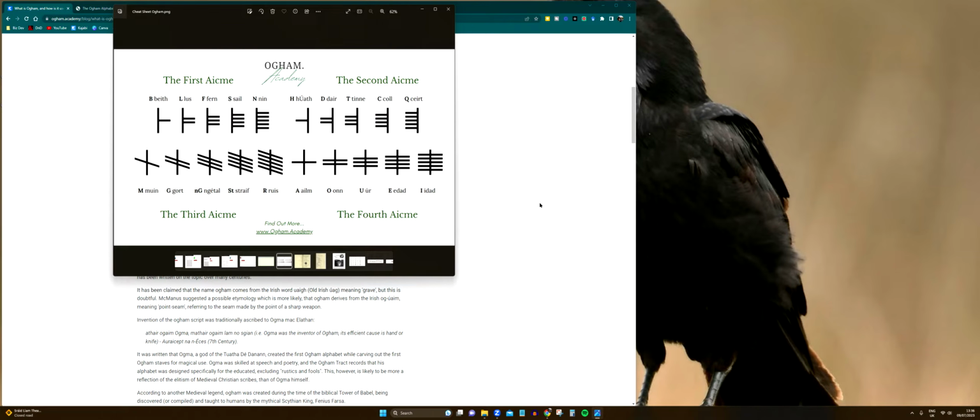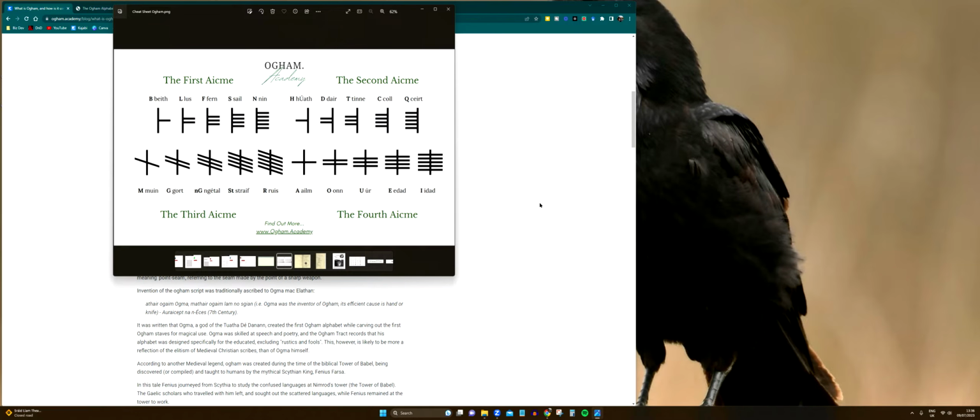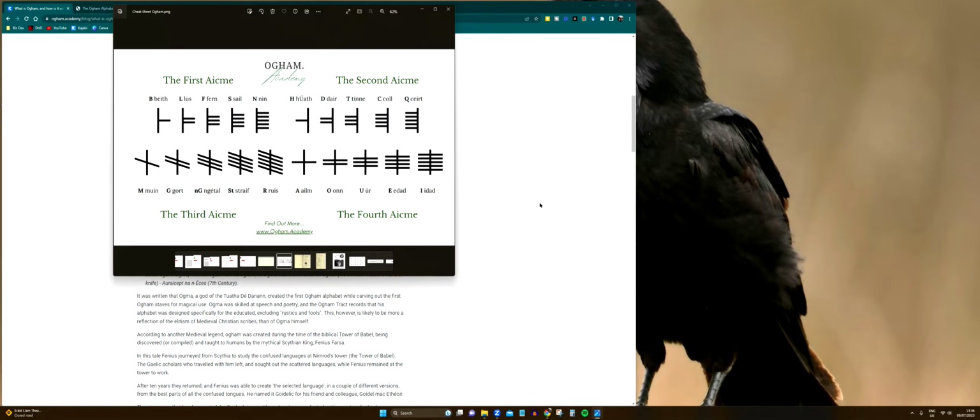Invention of the Ogham script was traditionally ascribed to Oma mac Elathan, and in the 7th century manuscript Auraicept na n-Éces, the scholars' primer, it says, Oma was the inventor of Ogham. Its efficient cause is hand or knife. It was written that Oma, a god of the Tuatha Dé Danann, created the first Ogham alphabet while carving out the first Ogham staves for magical use.